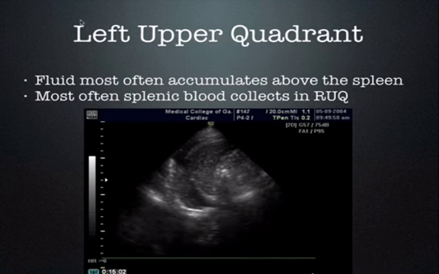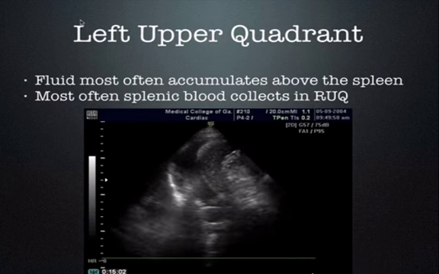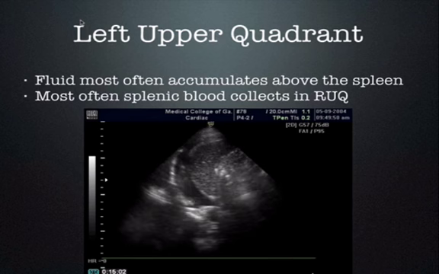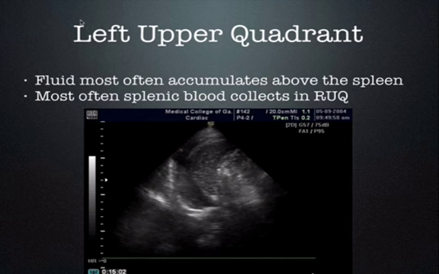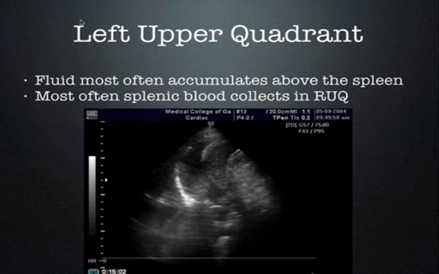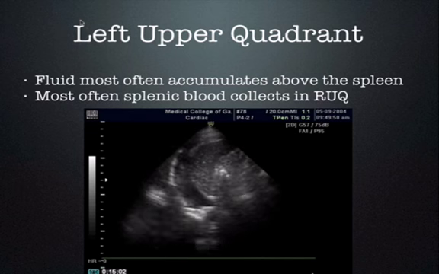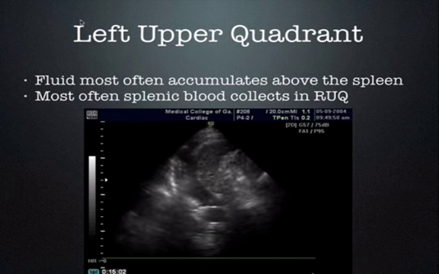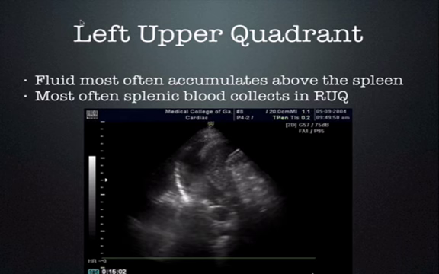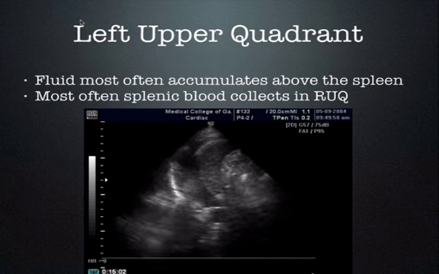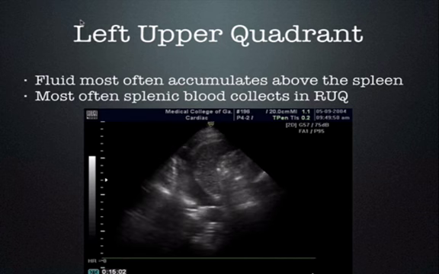In the left upper quadrant, fluid most often collects between the spleen and the diaphragm, as we see here. Fluid rarely collects between the spleen and the kidney. I don't know the reason for this, but almost every one I've ever seen, the fluid is either anterior to the spleen or superior to the spleen, between the spleen and the diaphragm. So always look at the diaphragm on both sides, but particularly on the left side, not to miss fluid around the spleen. Bleeding from the spleen most often collects in Morrison's pouch.